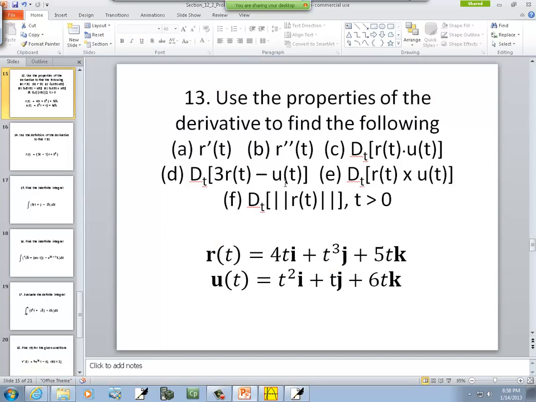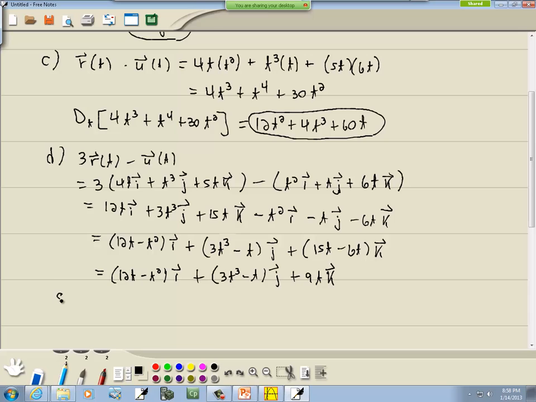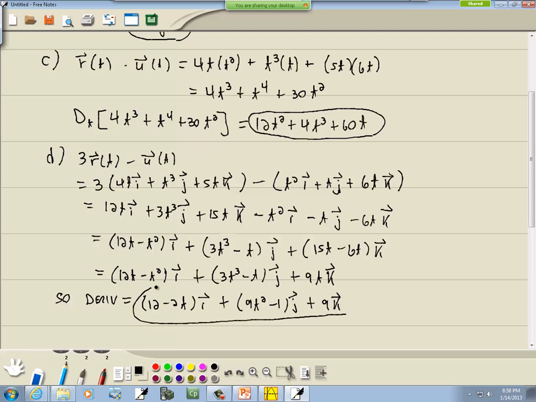Well, then we want to find the derivative of it. I'm not going to write it all out, but if I take the derivative of what's in front of my i, I got 12 minus 2t i. Take the derivative of what's in front of our j. Again, what I'm doing is taking my power and putting it out in front. So 3 times 3 is 9. So that's 9t squared minus 1 j plus 9k. And assuming I didn't make a basic algebra mistake somewhere, that would be our answer.